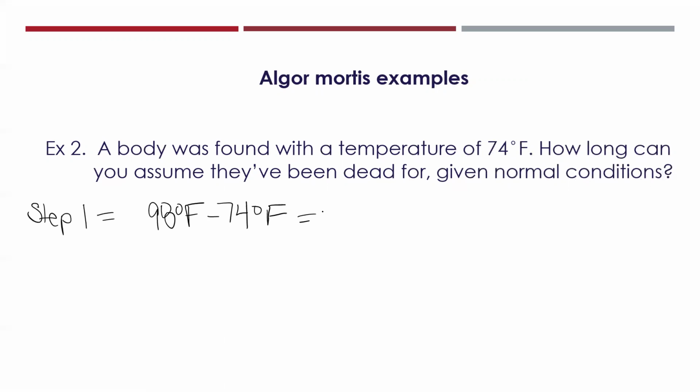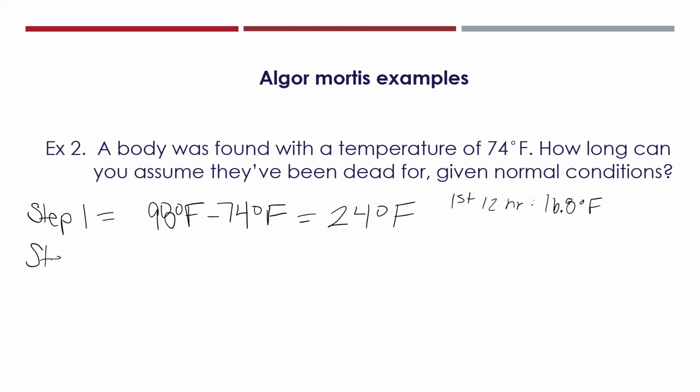That equals 24. But remember, in the first 12 hours, you can only lose up to 16.8, and that's just mathematically the most you can lose. So this person's been deceased for more than 12 hours because they have a change of 24 degrees. So that was step 1.